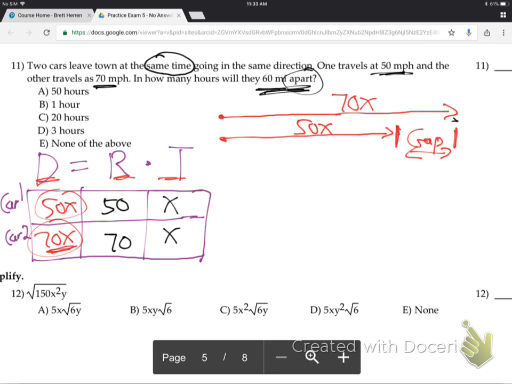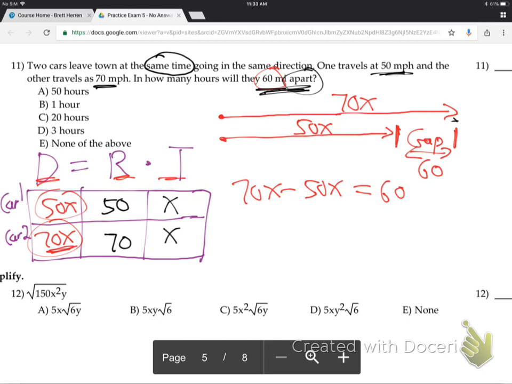So you see how big the gap is? 60. This gap is 60. So do you see 70, the big one, take away the small one is the difference. So in other words, 70x minus 50x is 60.